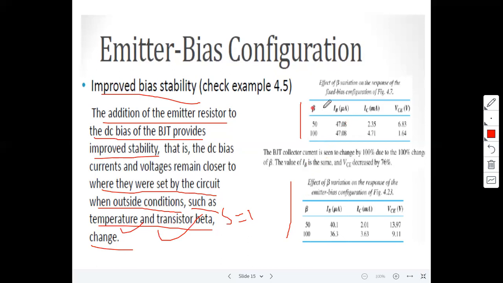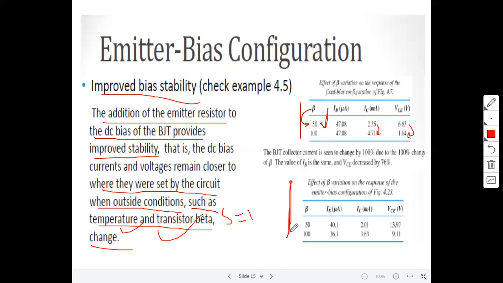Here is some comparison: IB, IC and VCE, this is for the beta equal to 50 case, 47.08. This is the condition for 100. As beta changes, or HFE changes, observe here: IC also changes, VCE also changes. Too much change here: 6.83 comes down to 1.64, almost nearly the saturation region. Here also 2.35 to 4.